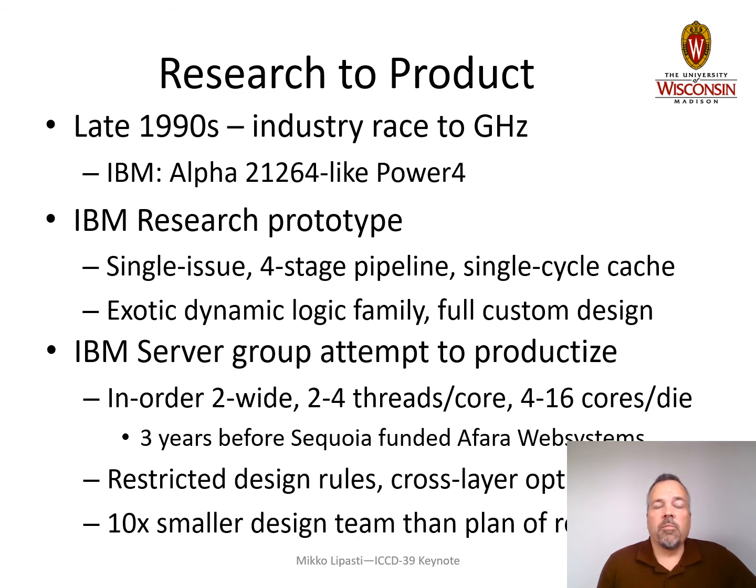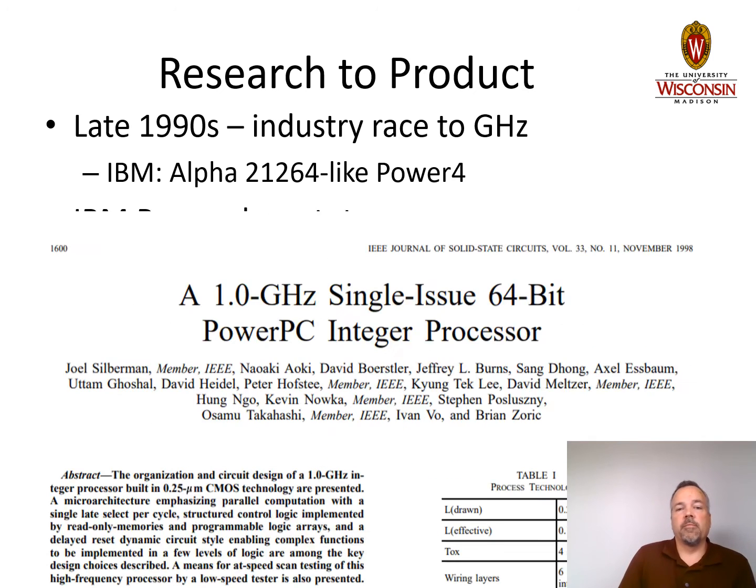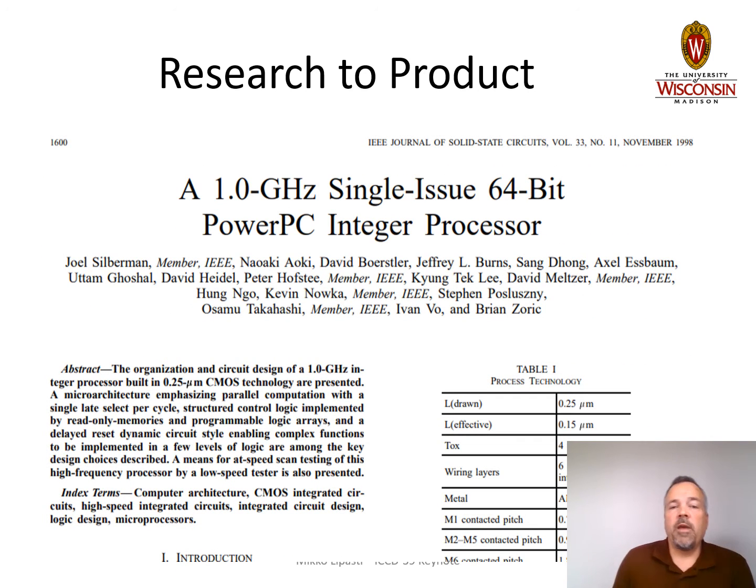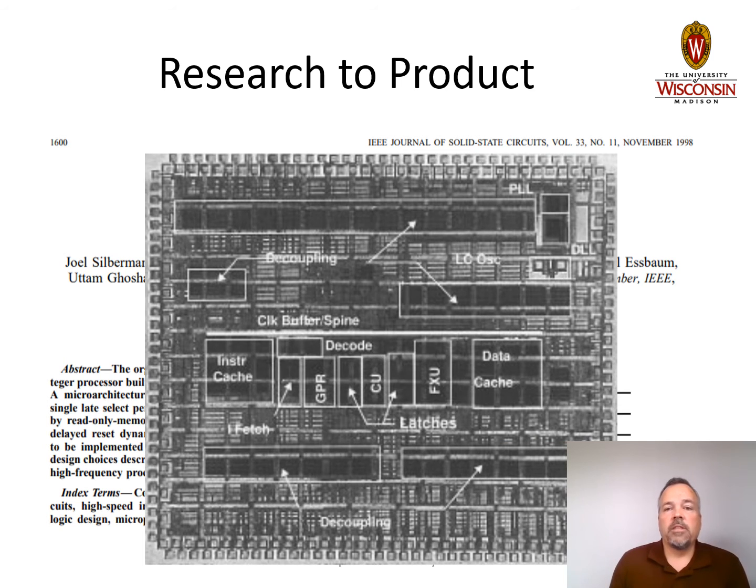And IBM had an internal project that was staffed at the time that I was there to build an Alpha 21264-like aggressive, out-of-order, but greater than 1 gigahertz CPU. At the same time, a group at IBM Research, a small group of less than 10 people, had designed a prototype that used an exotic dynamic logic family and was a full custom design, every transistor laid out by hand. They had designed a prototype that was a single-issue, 4-stage pipeline with a single-cycle cache kind of CPU that they published. So this is the JSSC paper that described it. Here's a die photo of it.